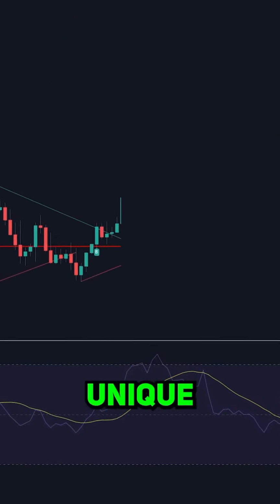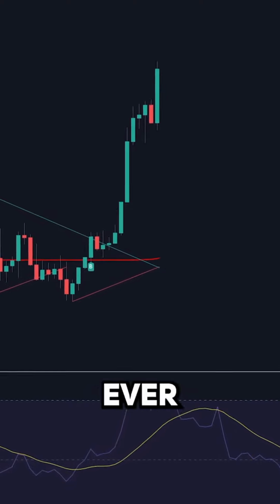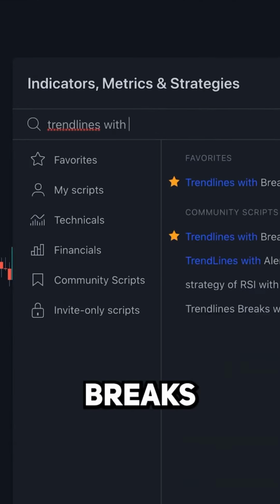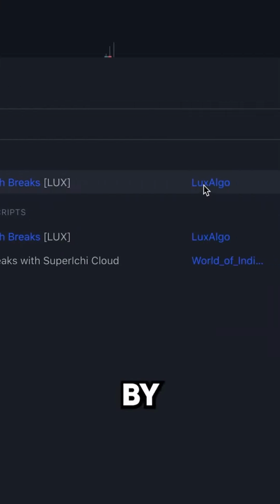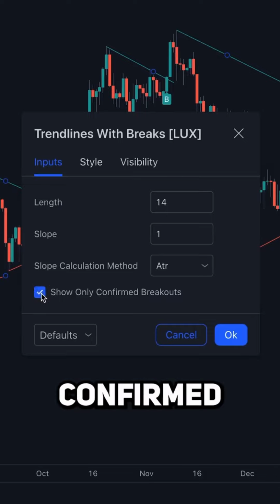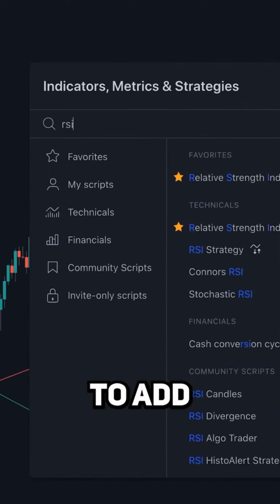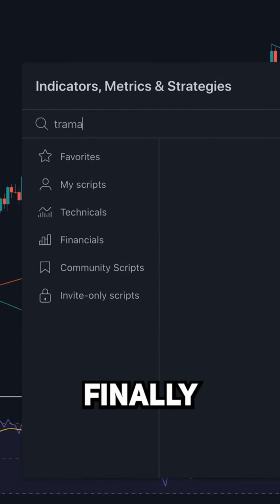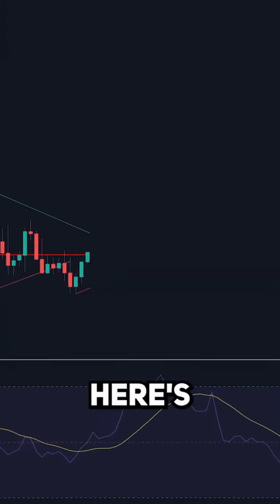This is one of the most unique trading strategies that you'll ever see on TradingView. Go to the indicators and search for trend lines with breaks and make sure that it's this one by Lux Algo. Go to the settings and just make sure to enable the show only confirmed breakouts. Then you're going to want to add the RSI or the relative strength index, and then finally add the trauma indicator. So here's the strategy.